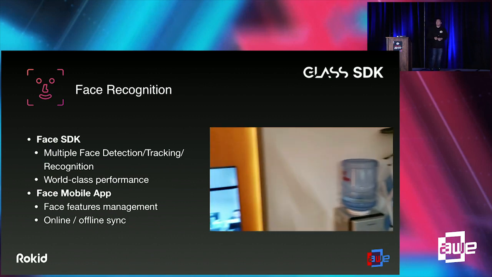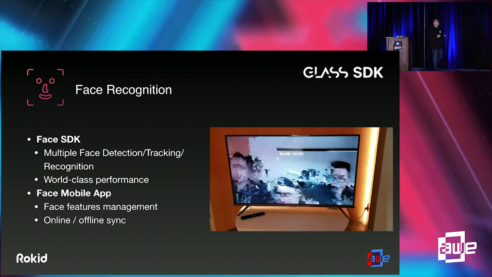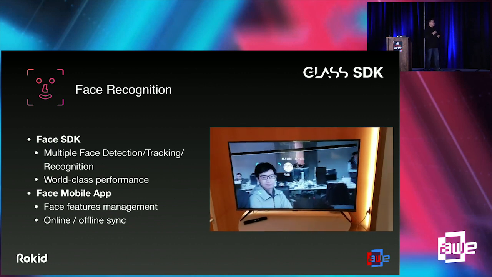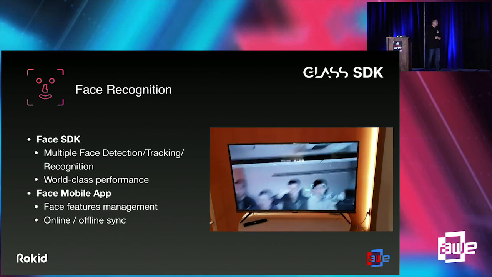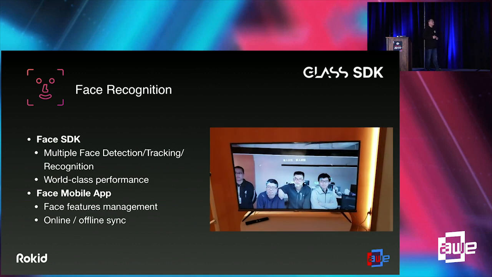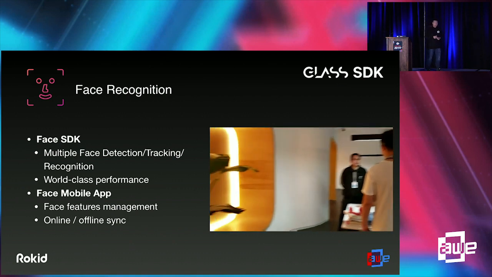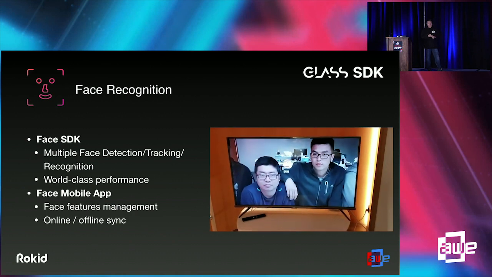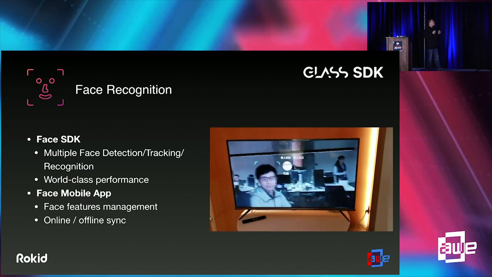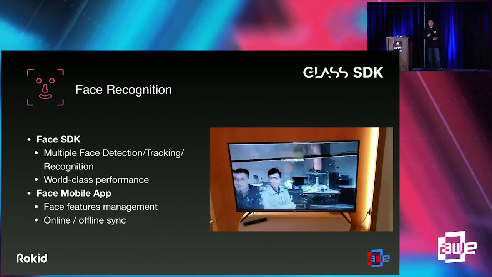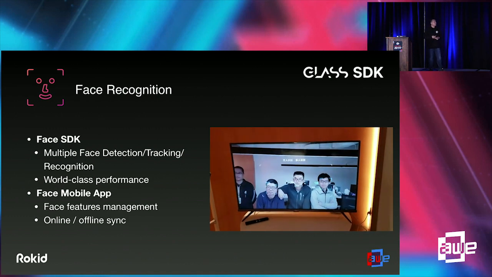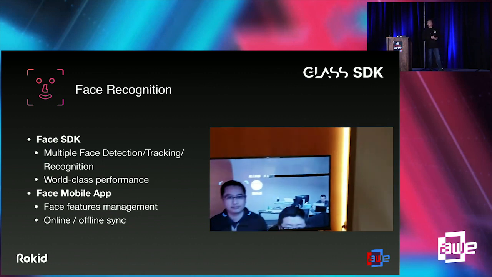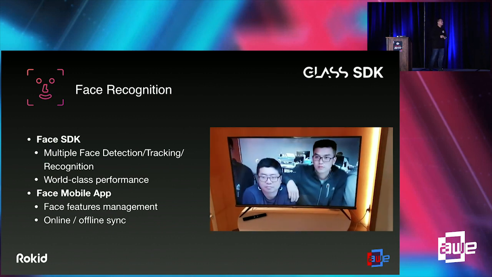First one, face recognition. We offer the face SDK, which can help you do face detection, tracking, and recognition. We also support multiple face detection and recognition. Our glass SDK for face recognition has world-class performance. It has an accuracy rate of up to 99.8% and a sub 200 microsecond response time at 4 meter distance. It's amazing performance.